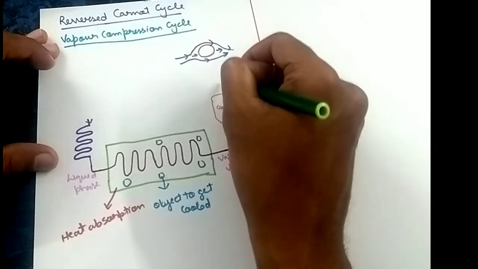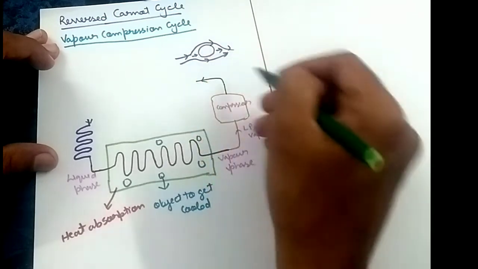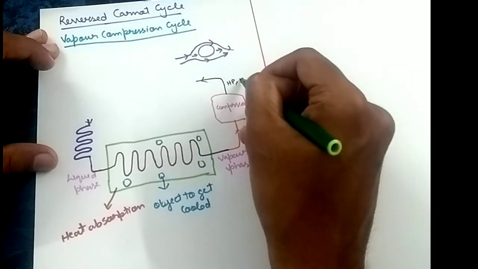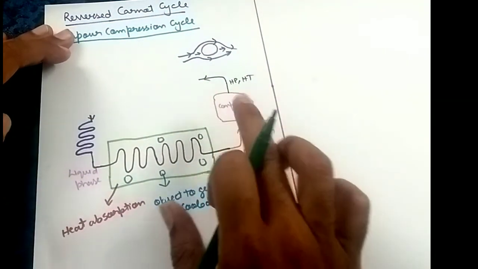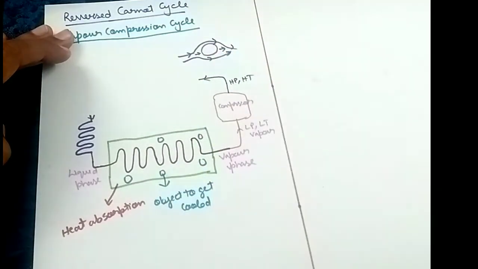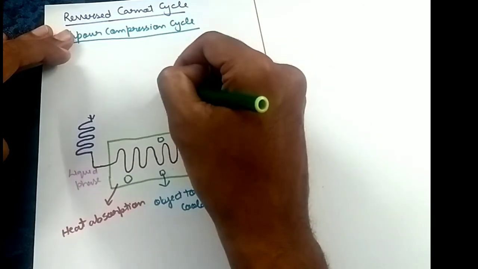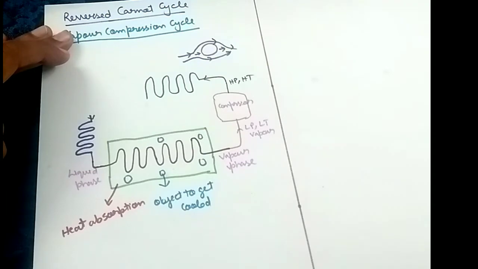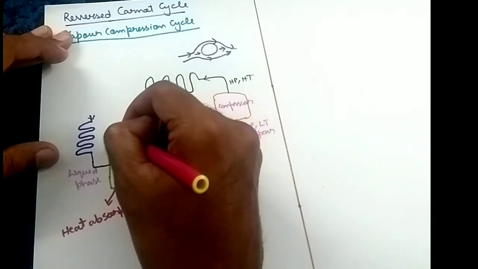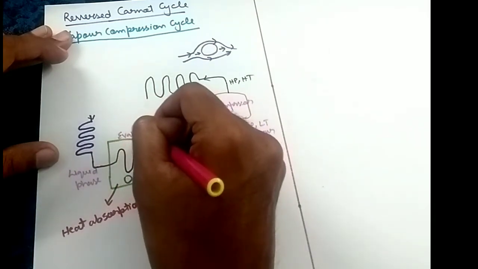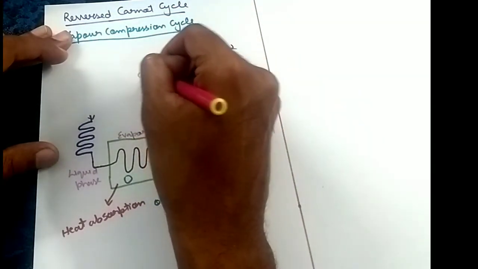Now it is high pressure, and it is in high pressure, high temperature. So I hope this is clear for you. This is now high pressure and high temperature. Now it passes to the condenser coil. Not to get confused, this is the evaporator coil, and this is the condenser coil.